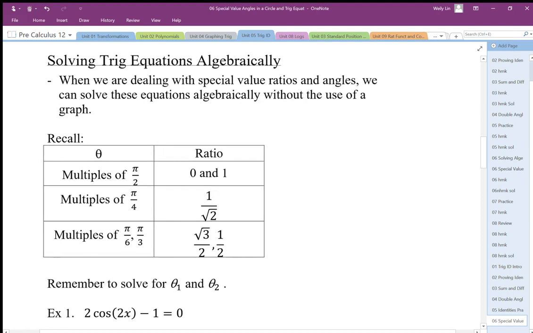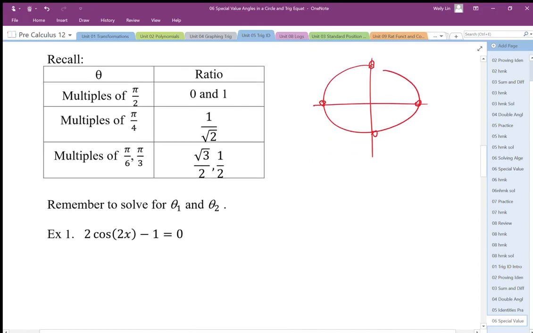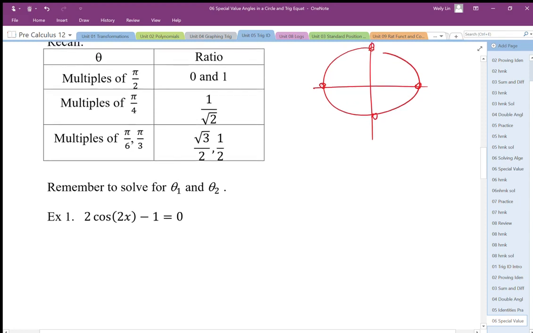What we're looking for is these ratios, 0 and 1, when we talk about the four poles, right? East, north, west, south. Those are when we have positions of (1, 0), (0, 1), (negative 1, 0), (0, negative 1). And then we have our 45 degree and our 30, 60 degree ratios. So when we solve these equations, we want to make sure we solve for theta 1 and theta 2. We've done this before, more informally, but we're going to do this a little bit more formally now.